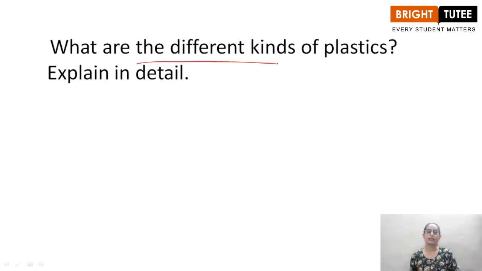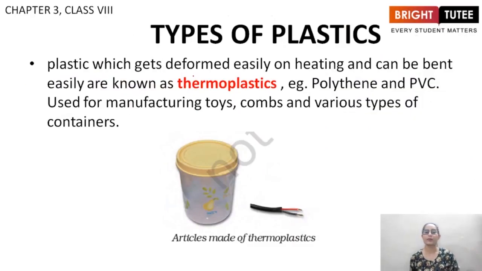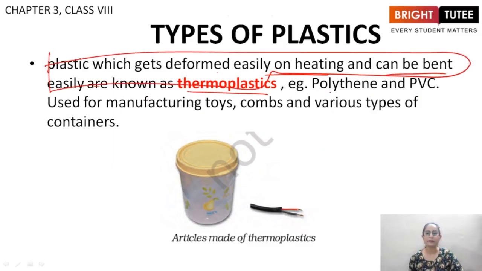Next, what are the different kinds of plastics? Explain in detail. So there are two kinds of plastics. The first one being thermoplastics, which get easily deformed on heating and can be bent. So this is the only statement that you write for thermoplastics, right? And then you give examples, polythene and PVC, right? You can also write the use, that it is used for manufacturing toys, combs and various types of containers.